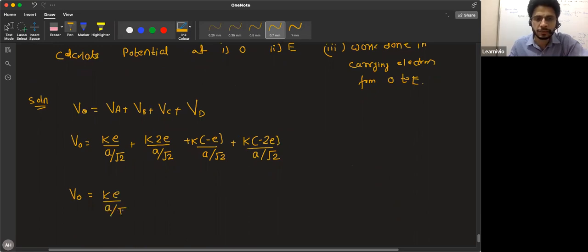We can take the term KE by A by root 2 as common. When I take this term as common, this is 1, this is 2, and here this is minus 1 and this is minus 2. So 1 will cancel with minus 1, and 2 with minus 2. So the net potential at point O will be 0. That is the first part of the question.